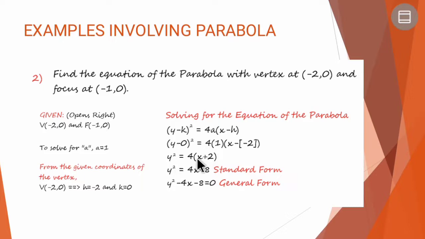So we have 4 times 1 is 4. Since -2 is the h, when we subtract a negative it becomes plus, so it becomes positive. That's why it became like this. Now multiply: 4 times x is 4x, 4 times 2 is 8. This will be the standard form. Then move these two to the other side, and this is what you formed. This will be the general form.